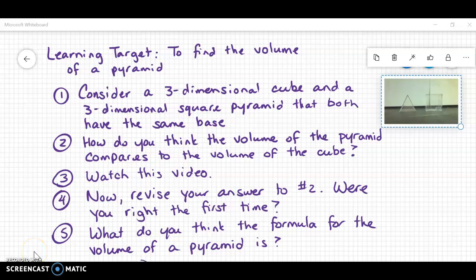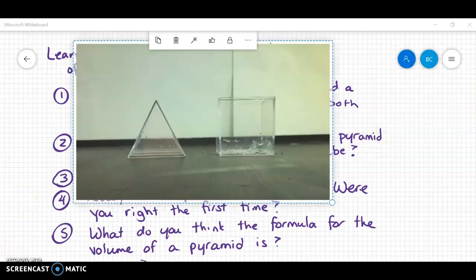Today's learning target is to find the volume of a pyramid. To do this, I would like to ask you to consider a three-dimensional cube and a three-dimensional square pyramid that both have the same base. How do you think the volume of the square pyramid compares to the volume of the cube?